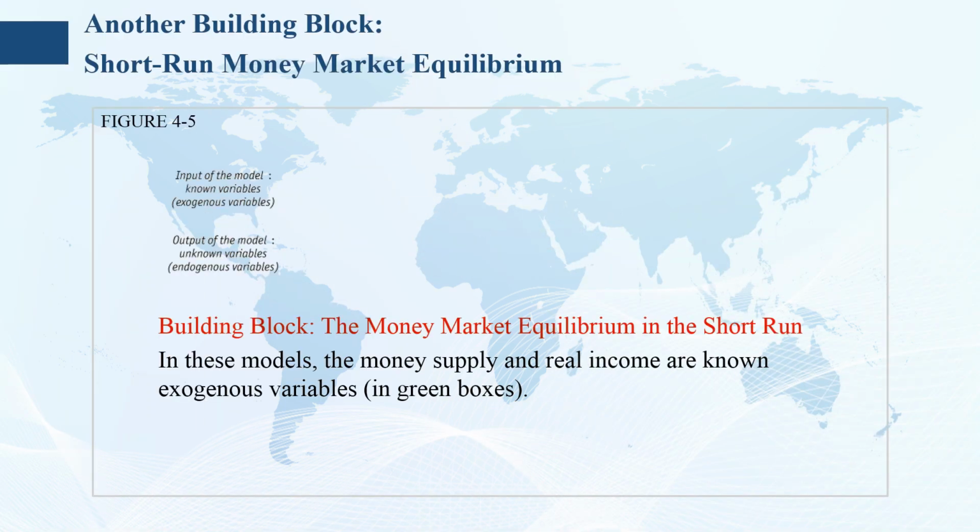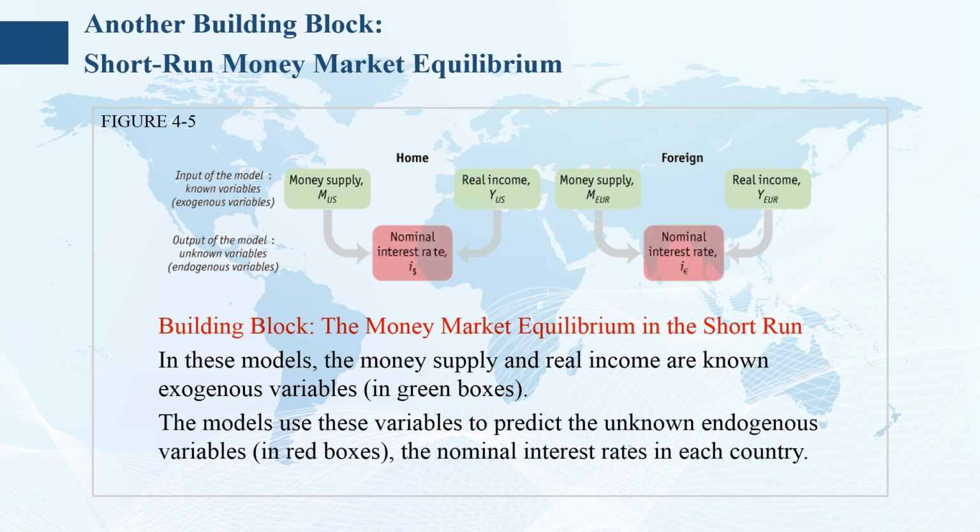Building block 2.4: short-run money market equilibrium. This model of the money market may be familiar from previous courses in macroeconomics. The lessons that are important for our theory of exchange rates are summed up in Figure 4.5. In these models, the money supply and real income are known exogenous variables in green boxes. The models use these variables to predict the unknown endogenous variables, the nominal interest rates in each country.